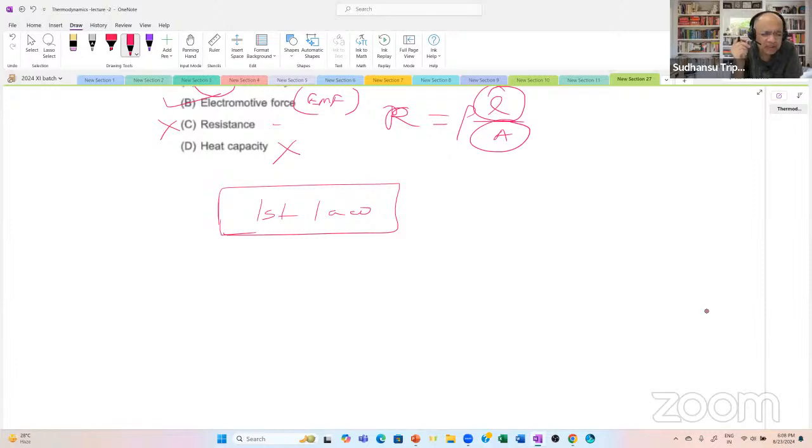In which case is the work done greater? The guys who are watching from YouTube, good evening all, you can also write down the answer in the chat box. Is the work done greater in a slow reversible expansion process, where you are expanding an ideal gas from a lower volume to a higher volume in a reversible process, very, very slowly, infinitesimally slowly?